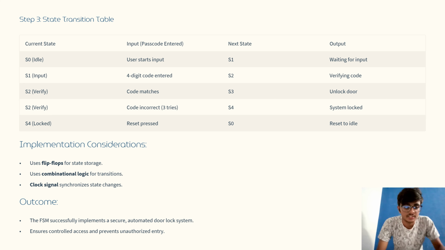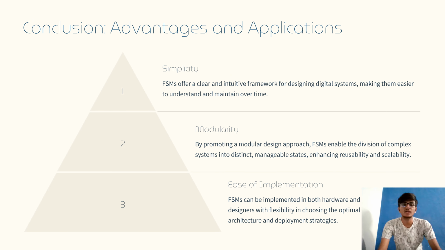Implementation considerations: use flip-flops for state storage, use combinational logic for transitions, and clock signals synchronize state changes. The outcome is that the FSM successfully implements a secure automated door lock system. Second, it ensures controlled access and prevents unauthorized entry. And the conclusion: advantages and applications.